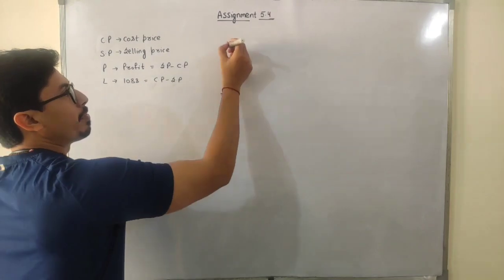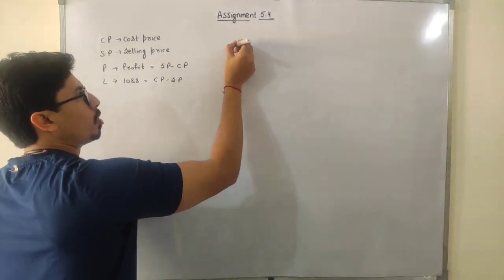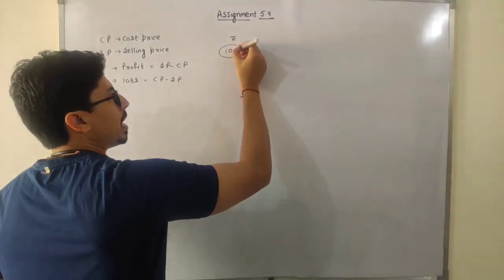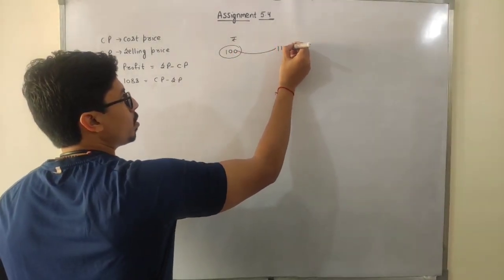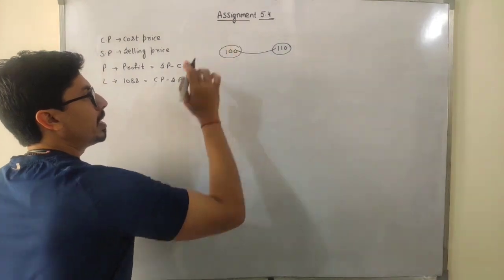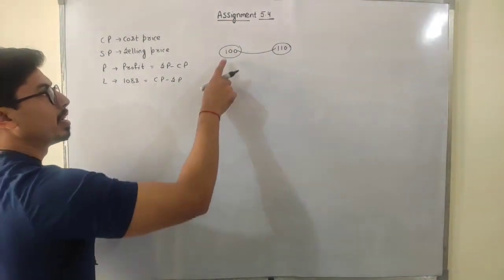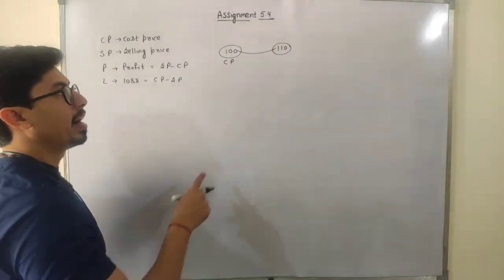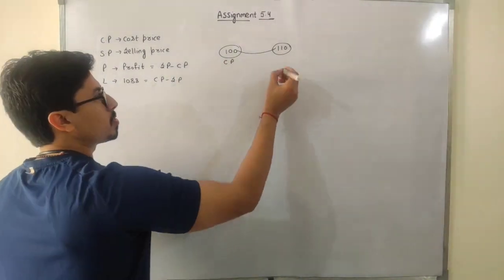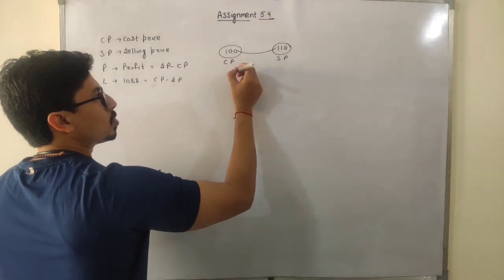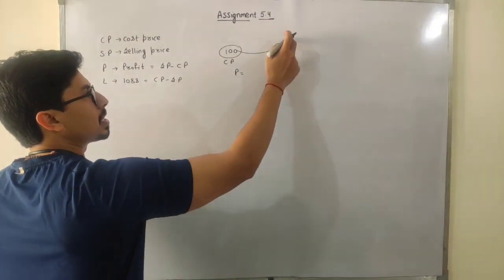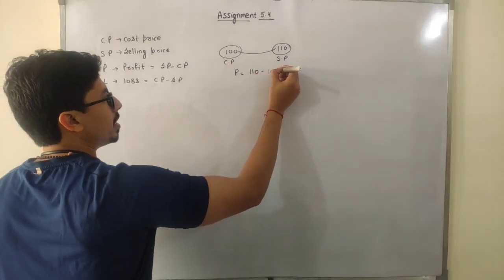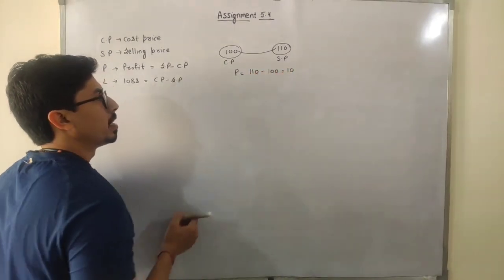See, if I buy a product at 100 rupees, and I sell it at 110 rupees, that means this 100 is my CP, the cost price. And if I am selling it at 110, this is my selling price. So the profit will be how much? Selling price minus cost price, that is 110 minus 100, it will be equal to 10.